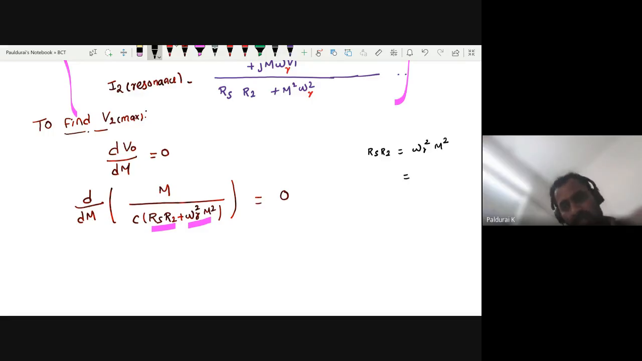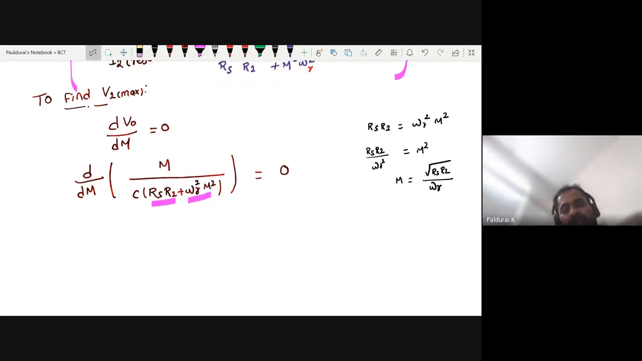What is the M value? So M squared is Rs R2 divided by omega R squared. I'm looking for M, so M equals square root of Rs R2 divided by omega R. It's very simple. If you know this equation, the voltage gain at resonance, then the condition for maximum voltage gain is nothing but M. It is very easy to end up with this formula once you know this logic.